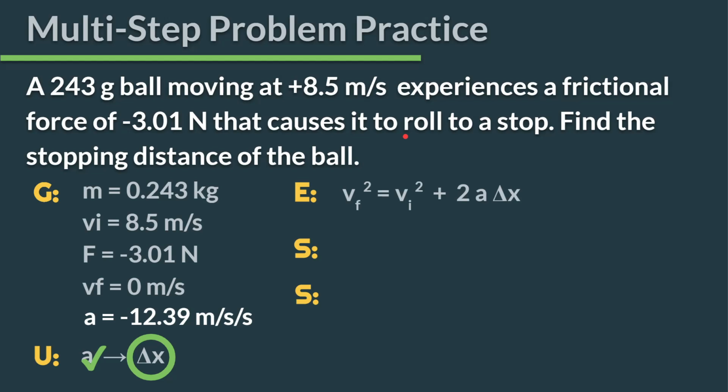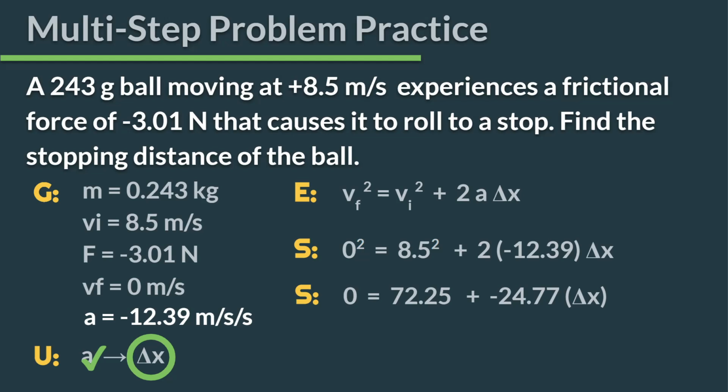Now we need to find the displacement. Okay, and so now we're going to use that equation B that we said a minute ago. Vf squared equals Vi squared plus 2 times a times delta x. When we substitute in, it looks like this. 0 squared equals 8.5 squared plus 2 times negative 12.39 times delta x. And then now we're just doing algebra. Okay, 8.5 squared is 72.25. 2 times negative 12.39 is negative 24.77.